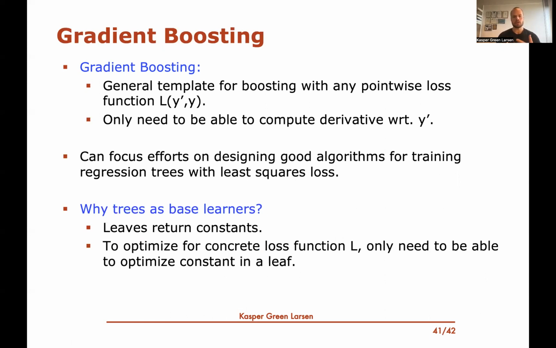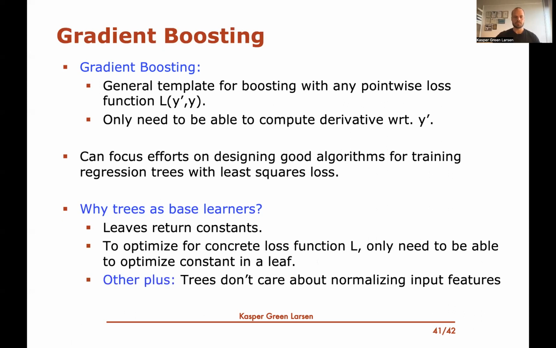Which means that, following this template, if I want to optimize for some concrete loss function, the only thing I need to be able to do is to optimize the constant in the leaf, which is a much simpler task than if you had some other learning model. Here, you just need to pick a constant to minimize a loss function over a bunch of points that end up in the same leaf. Finding the best constant to return is a much easier task, and you can typically do gradient descent in just a single variable to minimize such a loss.